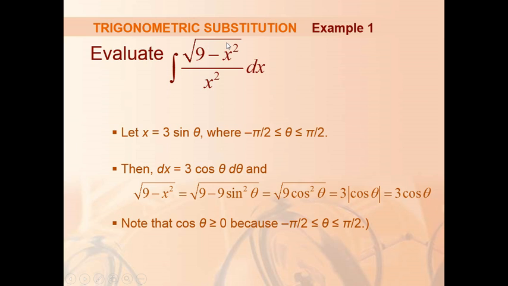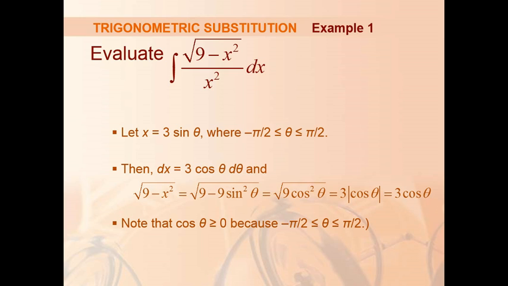Evaluate the integral of the square root of 9 minus x squared over x squared dx. This one is showing one of the patterns, a squared minus x squared. So we're using the first category, the first scenario. Let x equal 3 sine theta, where theta is between negative pi over 2 and pi over 2. That means dx is 3 cosine of theta d theta.